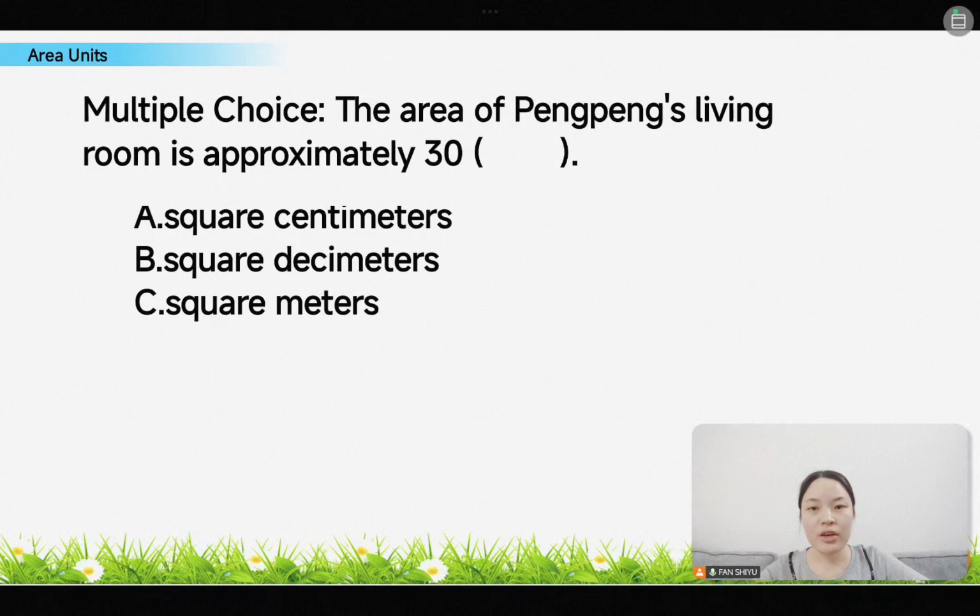Okay, multiple choice. The area of Pongpong's living room is approximately 30. Yeah, it's a big size, so we choose C, square meters.